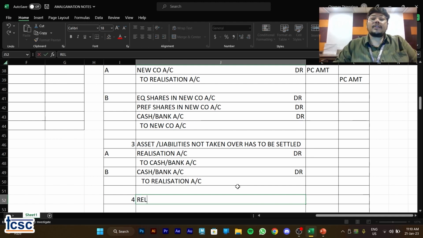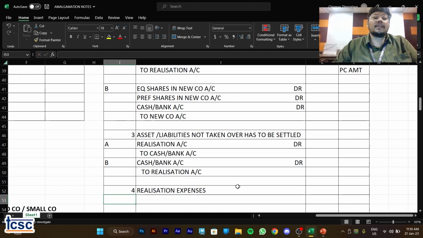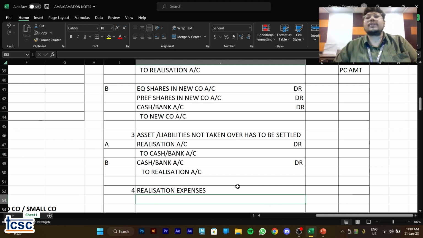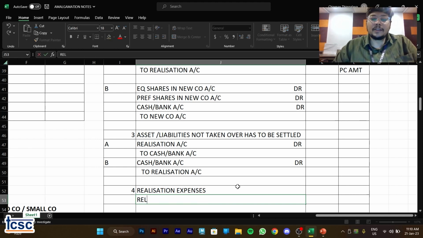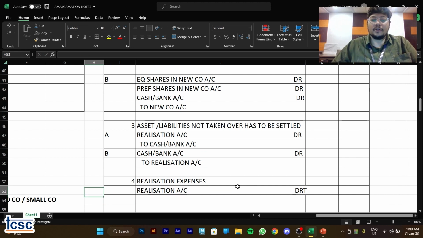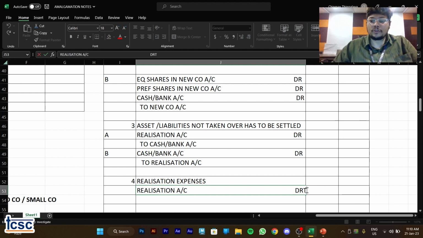Next is realization expenses, or dissolution expenses, that have been incurred by the old company, so we are supposed to pay. Now realization expense, as the word says, is an expense. Expense follows nominal account rule. Nominal account rule says debit all expenses and losses, so we are supposed to debit this. So realization account debit, and it's an expenditure, it has to be paid, so realization to cash bank account.